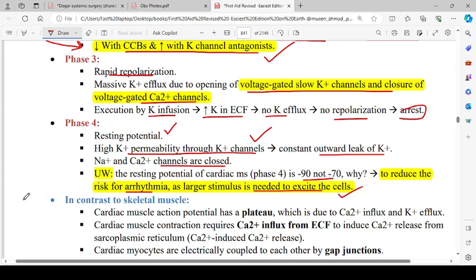If the threshold is lower, there may be some unnecessary impulse originating from some ectopic focus, and that can elicit a contraction. To avoid that, the threshold potential or the phase 4 potential is lower than the other tissues of the body. Instead of minus 70, it is minus 90.